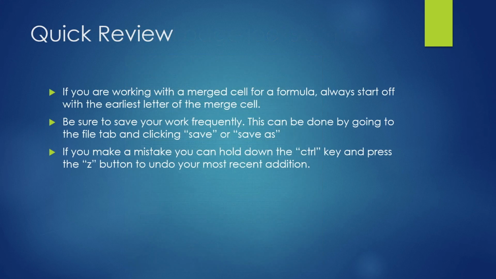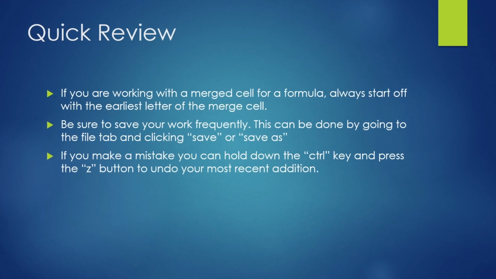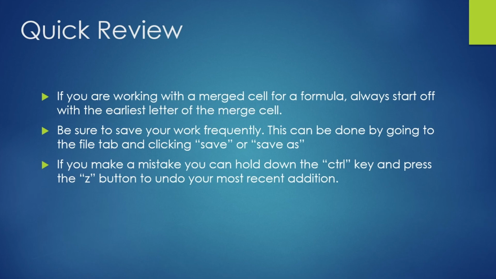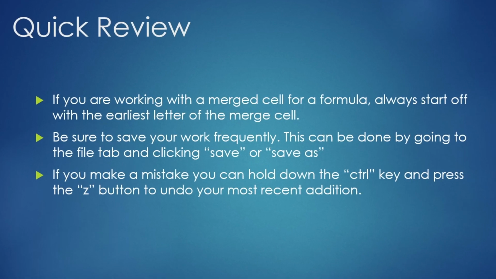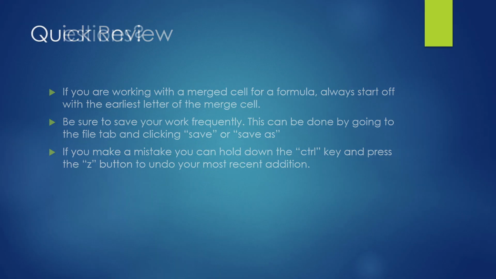And now let's review. If you are working with a merged cell for a formula, always start off with the earliest letter of the merged cell. Be sure to save your work frequently. This can be done by going to the File tab and clicking Save or Save As. And lastly, if you make a mistake, you can hold down the Control key and press the Z button to undo your most recent addition.